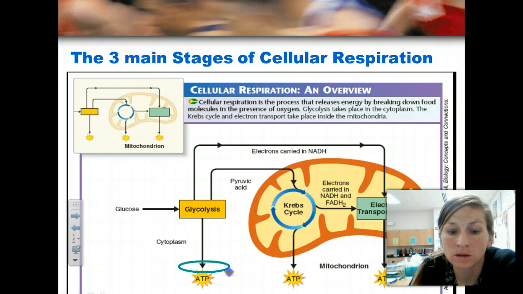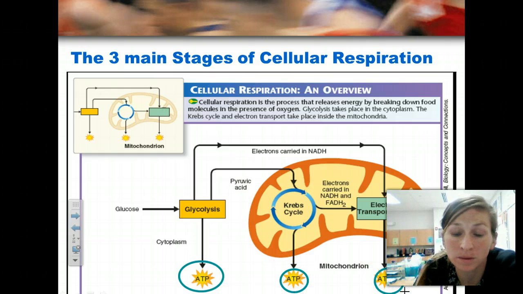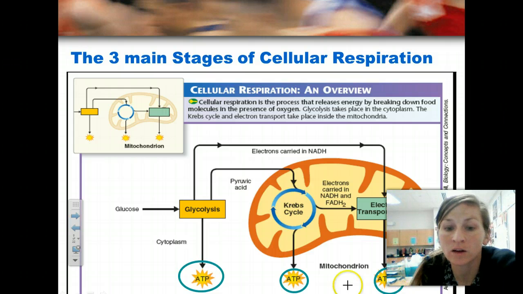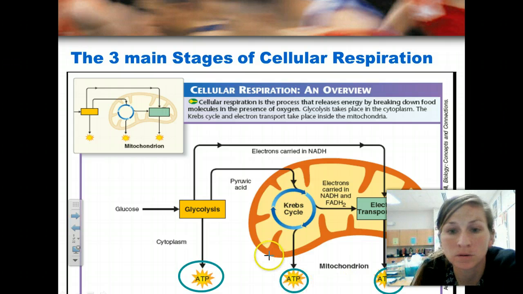I would also like you to make sure in your drawing you include that there is ATP produced from each stage. And as we talk about each stage, fill in your diagram with how many ATP are produced from each separate stage.